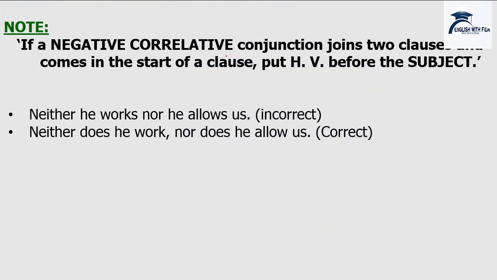If a negative correlative conjunction joins two clauses and comes at the start of a clause, put the helping verb before the subject. Neither is a negative word. You cannot use a subject after it. If you begin your sentence with a negative adverb, a verb takes place after it. Neither does he work will be correct. Neither he works will be incorrect.